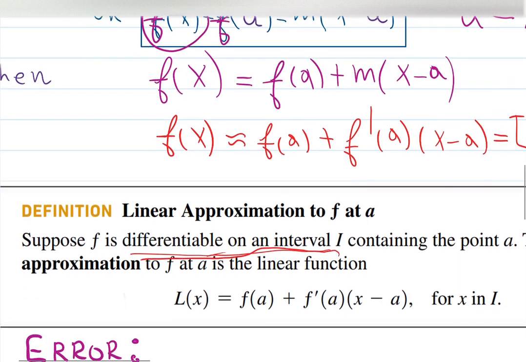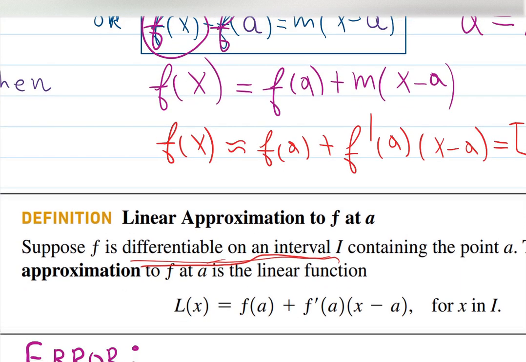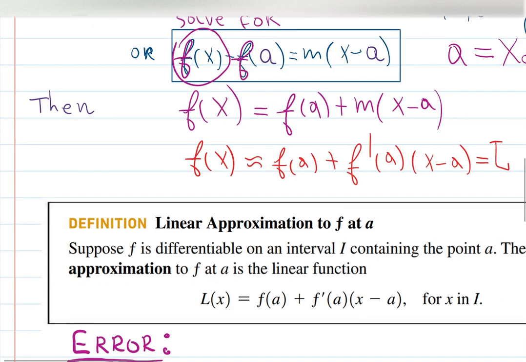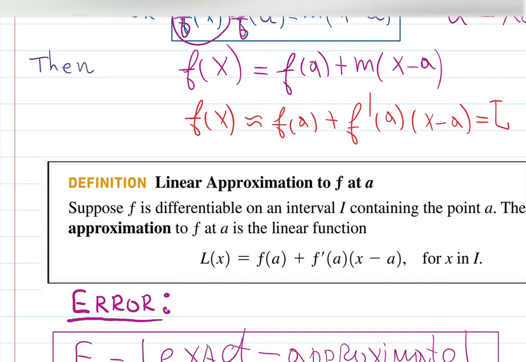Then f has a linear approximation, and this is called L of x. To find the linear approximation, find f of a, find the derivative at a, and find this difference x minus a. And that's exactly what we do to find the linear approximation for functions.